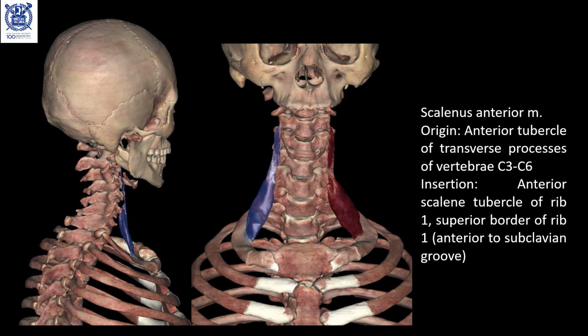It is supplied by the anterior ramus of the cervical nerve 5 and 6. Its action is, when neck is fixed, to elevate first rib to aid in breathing, or when rib is fixed, bends neck forward and sideways and rotate it to opposite side. It is supplied by the ascending cervical artery, also known as the branch of the inferior thyroid artery.